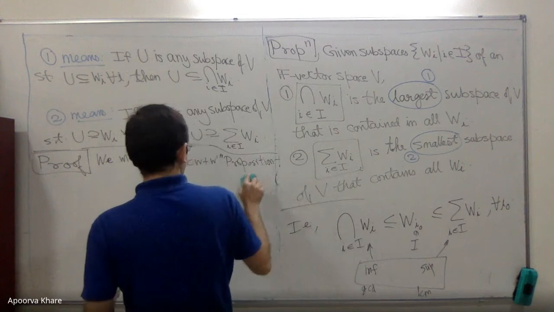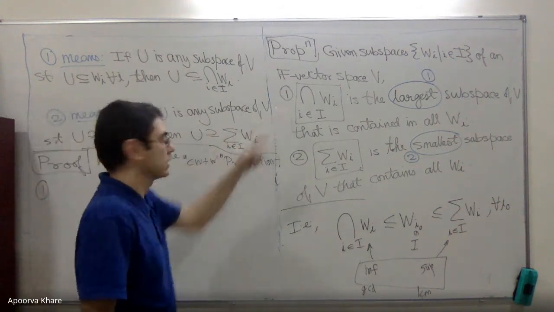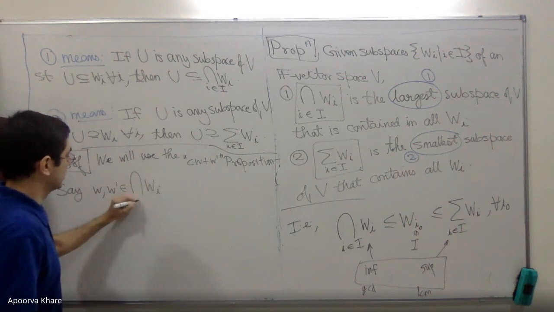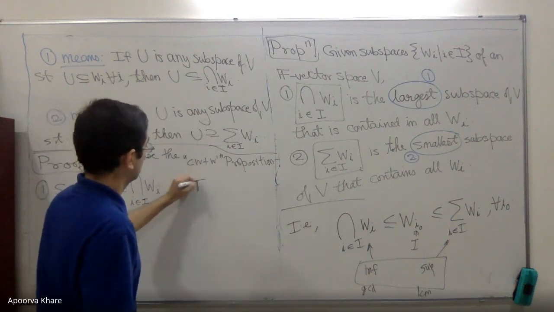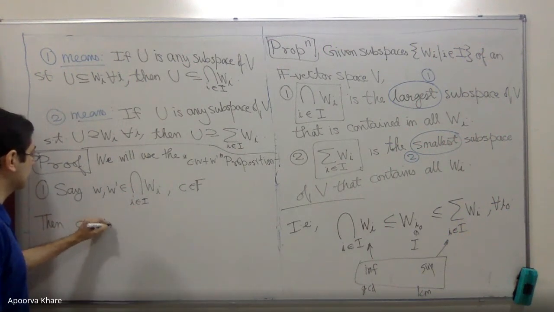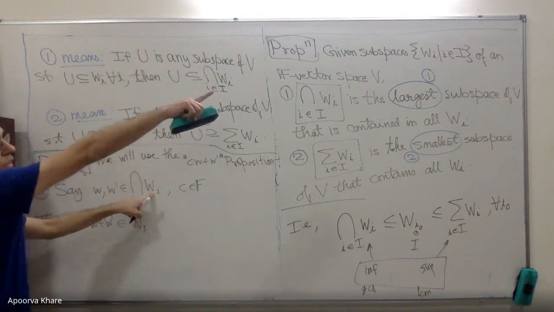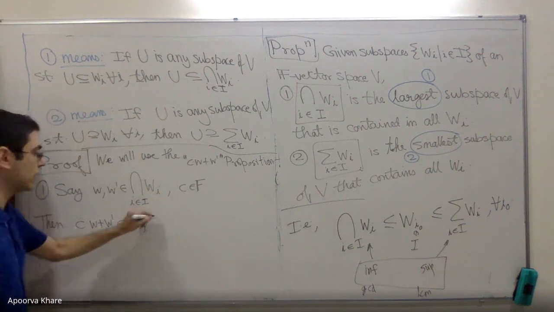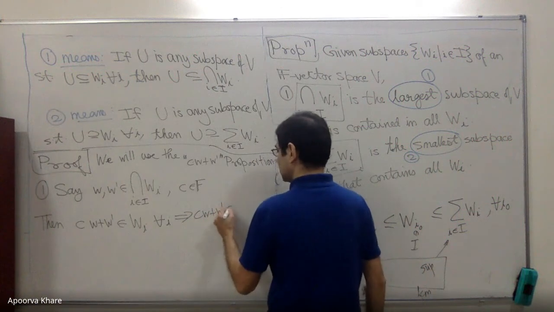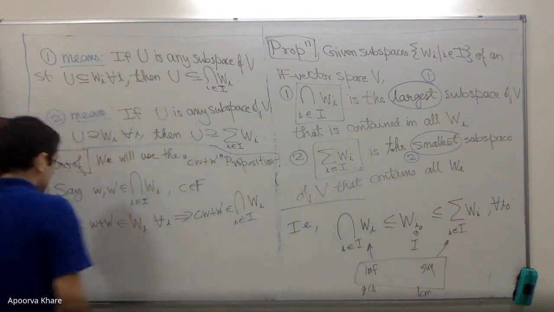Okay, so now how do we use it? Let's start with part 1. Suppose I have two vectors in this intersection. First of all, I want to prove it's a subspace. So say W and W prime belong to the intersection of all the Wi's, and C is a scalar. Then they belong to every single Wi. C times W plus W prime itself belongs to every single Wi, because W belongs to Wi, W prime belongs to Wi, Wi is a subspace, and C is a scalar. Therefore, this belongs to Wi for all I, and therefore it belongs to the intersection. If something is common to all of them, then it is in the intersection, by definition. Great, so that means it's a subspace.